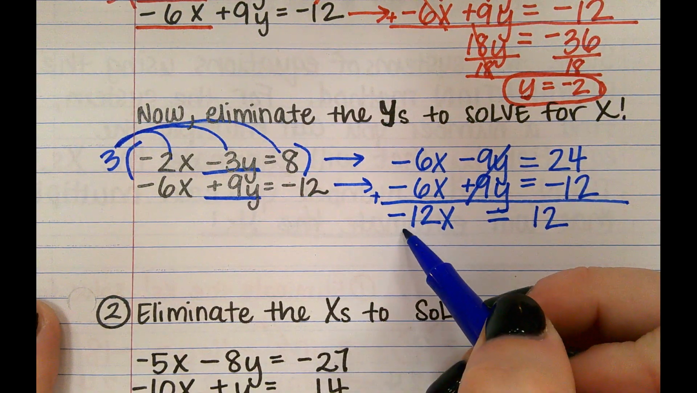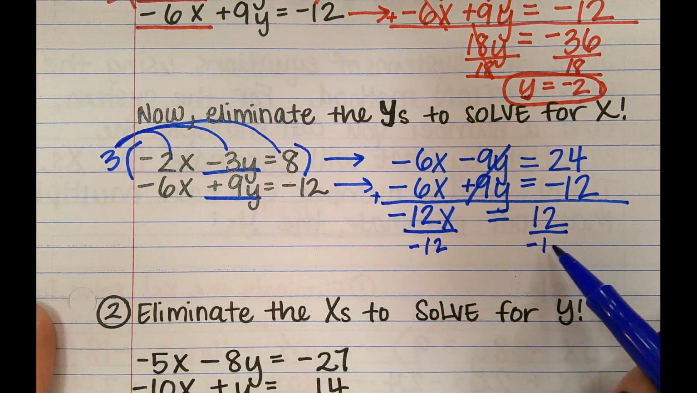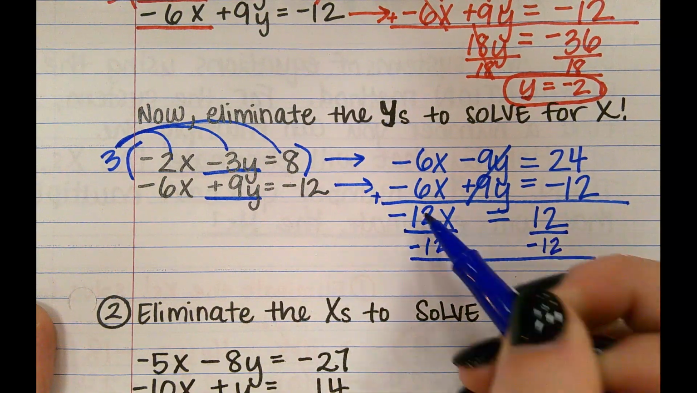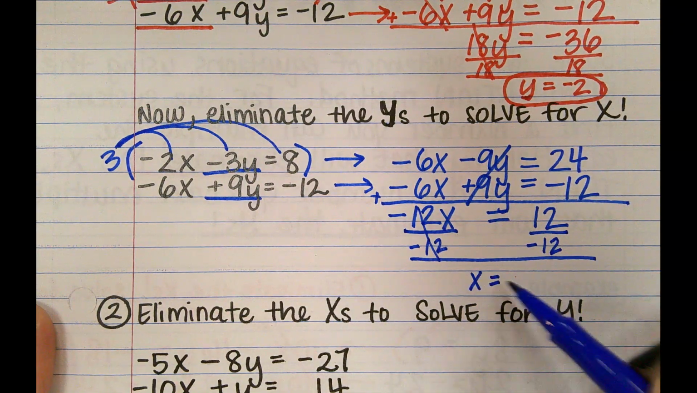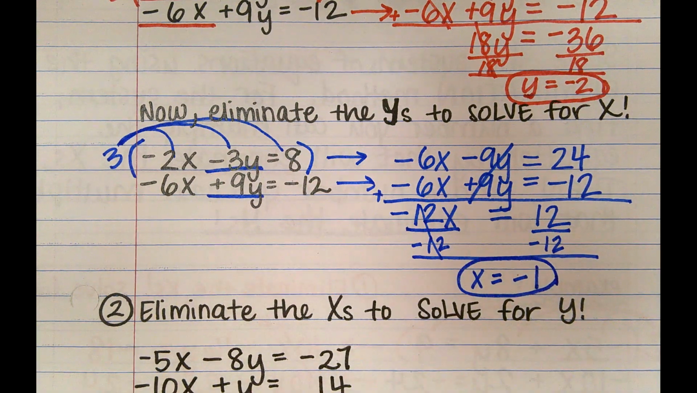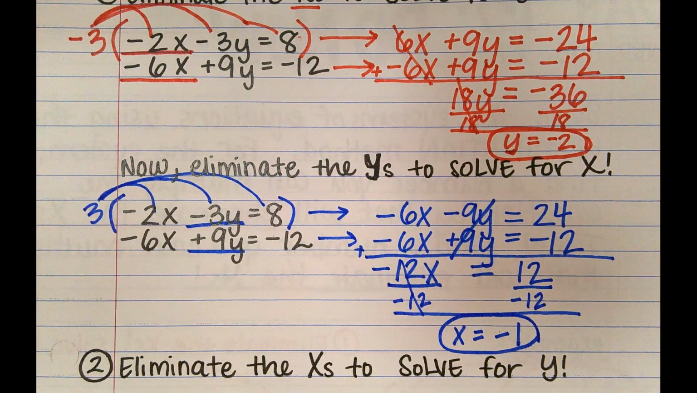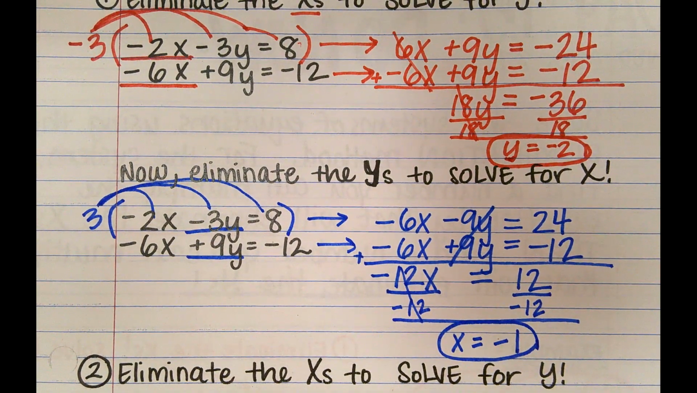Yes. Now we'll divide by negative 12. And you are correct, Jean. We will get x equals negative 1. Good. Very good. So there's the fully worked out problem. We solved for x, we solved for y.